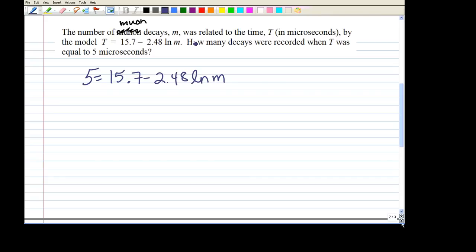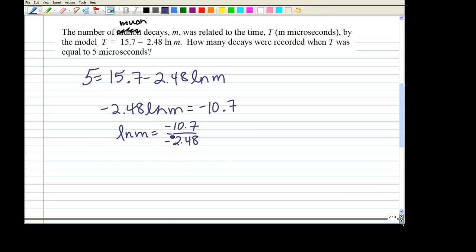So first of all, we can subtract the 15.7 over to the other side. On one side we'll still have negative 2.48 ln of m, and whenever we subtract the 15.7 from the 5, we'll get negative 10.7. At this point we'll want to divide both sides by that negative 2.48, so we'll have the ln of m equals negative 10.7 divided by negative 2.48. We'll do the calculations in just a moment.